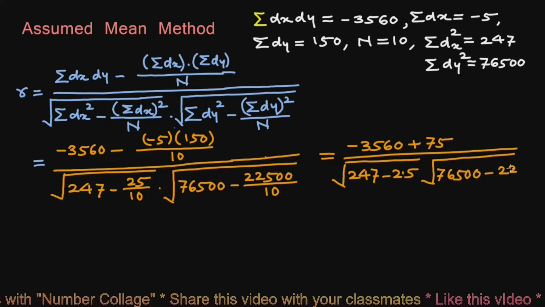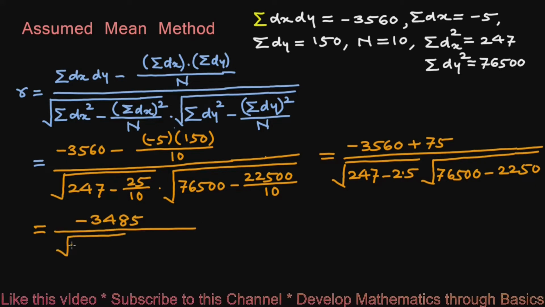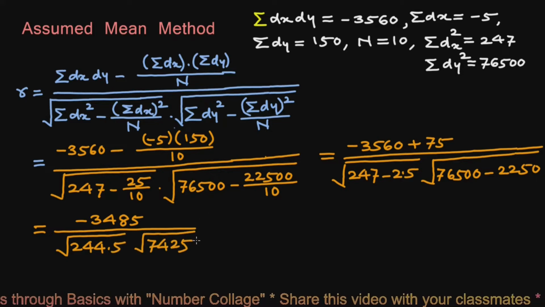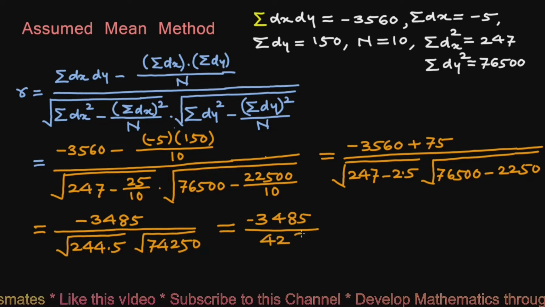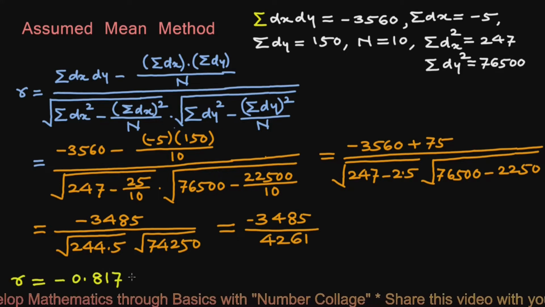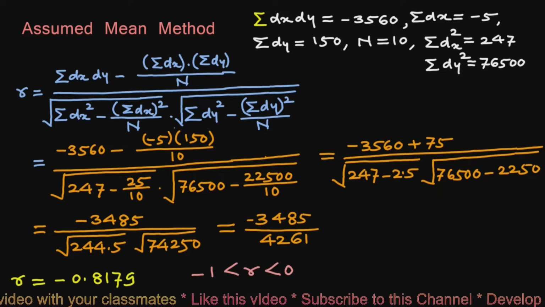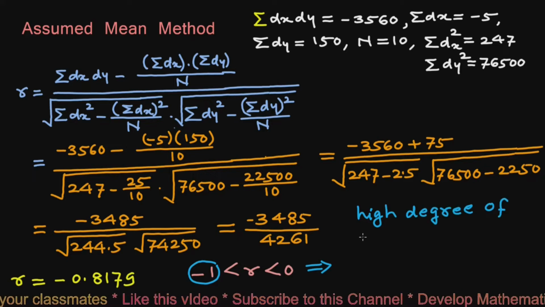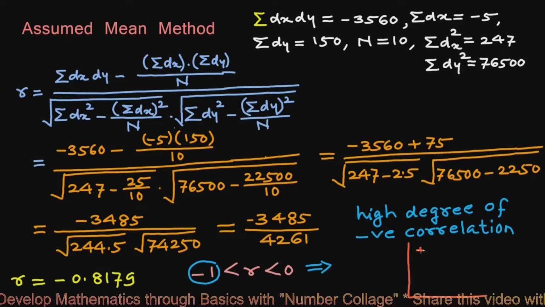76500 minus 2250. That will be minus 3485 upon square root of 244.5 into square root of 74250. That will be minus 3485 upon 4261. That finally gives r equals minus 0.8179. Now here r lies between minus 1 and 0, and it is near to minus 1, which means that there is a high degree of negative correlation between x and y, and its scatter diagram would look like this.